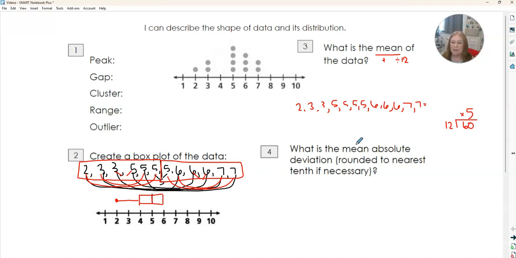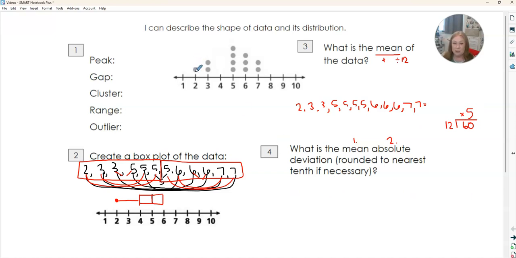So now we're going to find the mean absolute deviation. So we're going to do 3 steps to do that. We've already done step 1 and we already found the mean was 5. So now second is we're going to find the absolute value. So we're going to say, what is the distance from the dot to the number 5? So we need to make a list of those 12 answers here.